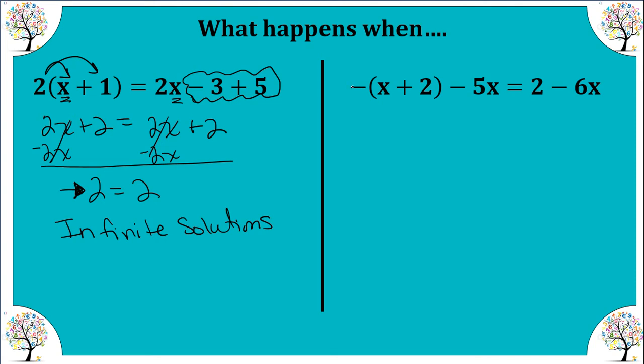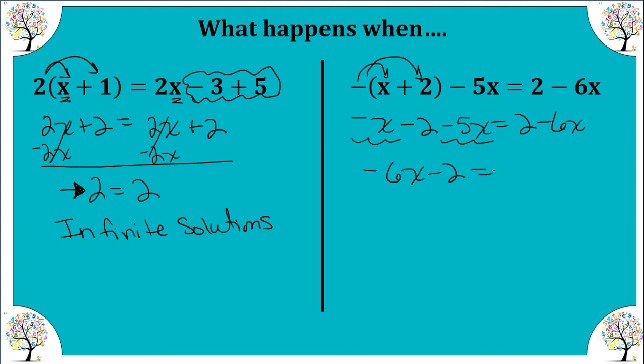We have an understood negative 1 that we need to distribute, and this is going to give us negative 1x minus 2 minus 5x equals 2 minus 6x. On the left side, we're going to combine negative 1x and negative 5x. That gives us negative 6x minus 2 equals 2 minus 6x. So we just combined our x terms.